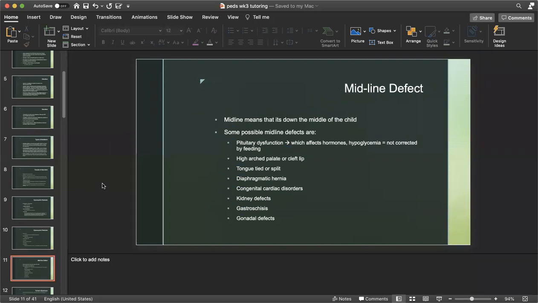So midline defects. Midline means that it's down the middle of the body, so in the middle of the child. Some midline defects are pituitary dysfunction, which affects hormones, and hypoglycemia, which isn't corrected by feeding, high arch palate or cleft lip, tongue tied or tongue split, diaphragmatic hernia, congenital cardiac disorders, kidney defects, gastroschisis, sorry, I don't know how to say that, and then gonadal defects.